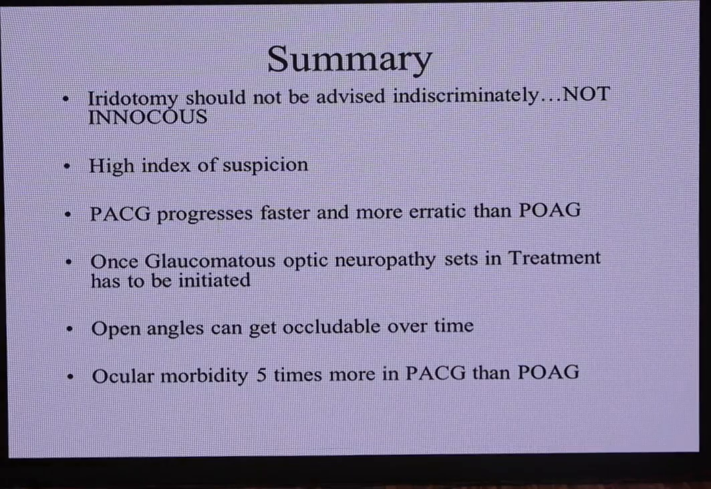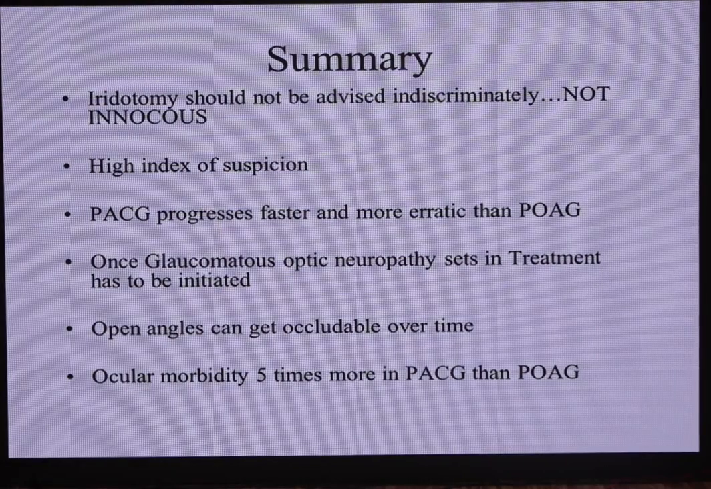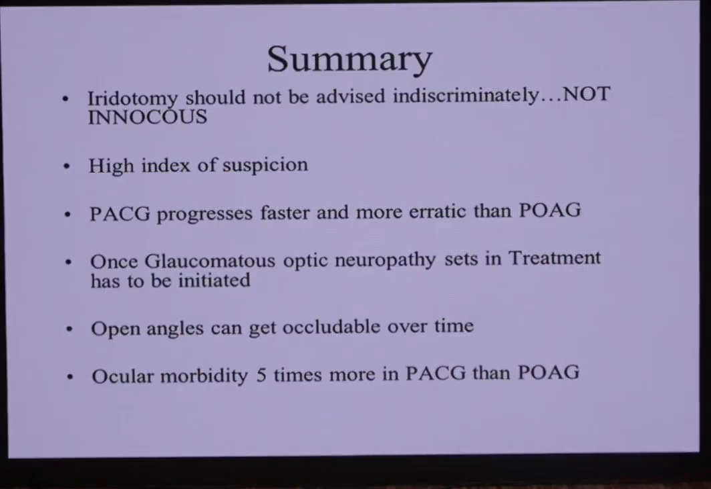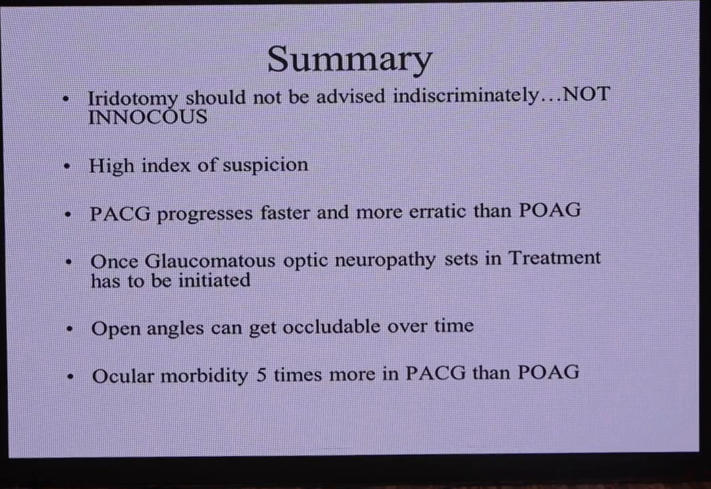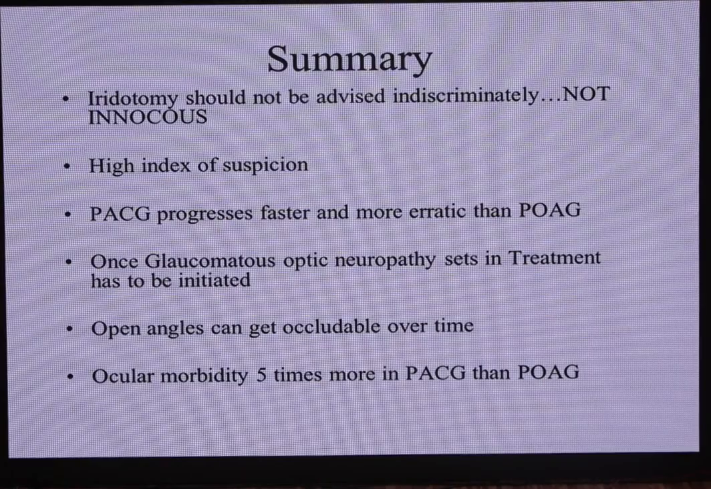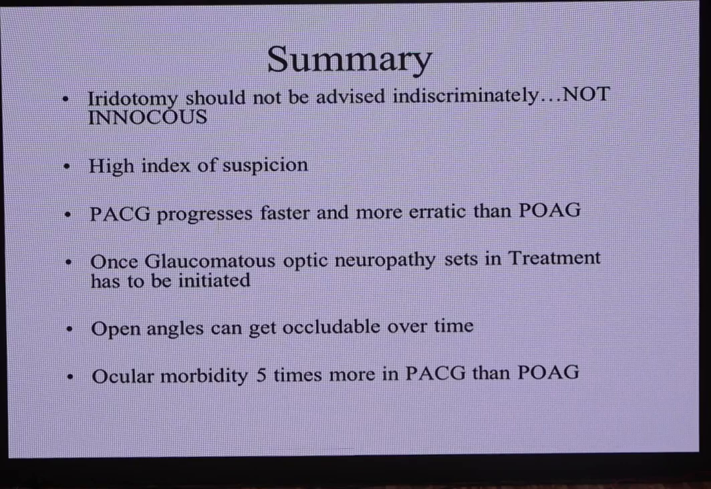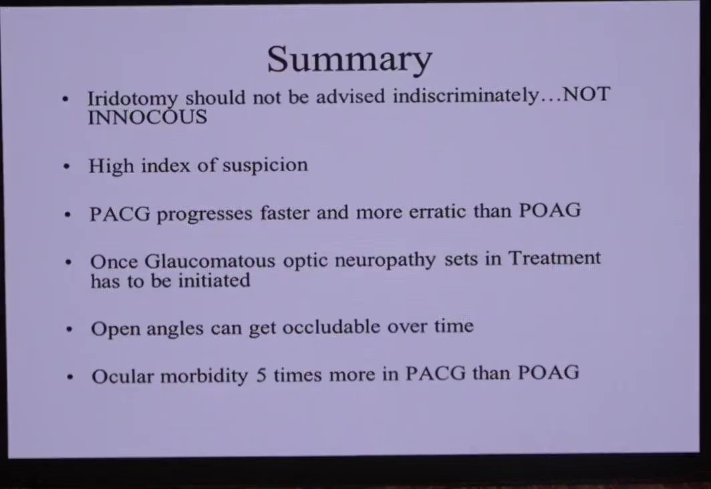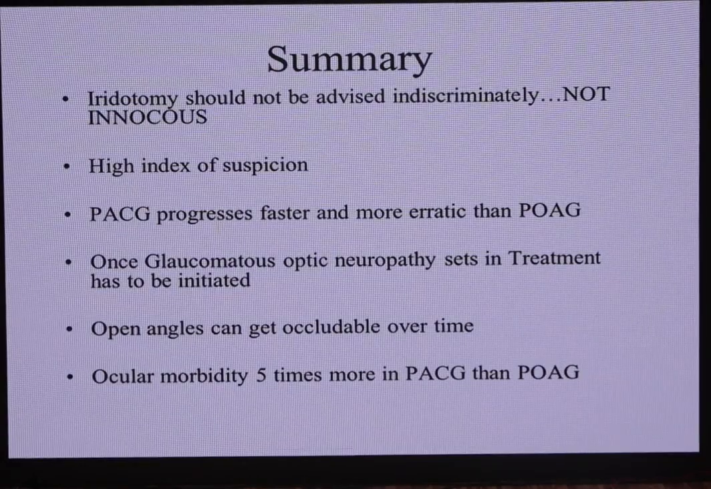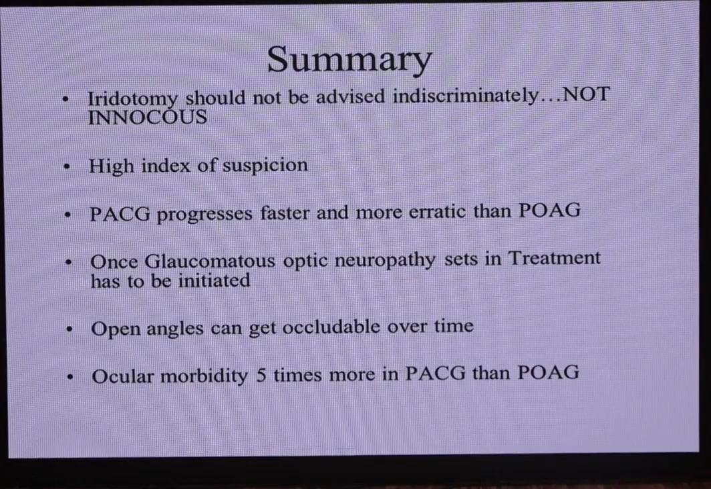So what you may see as an open angle now can become occludable over a period of time as the lens thickens. And again, as I said, because the ocular morbidity of this disease is almost 5 times that of POAG, the stress has to be more on angle closure, in identifying it, treating it, and managing it properly. The complications of managing angle closure eyes may be much worse than the complications that you get while managing POAG. So that is all about angle closure.